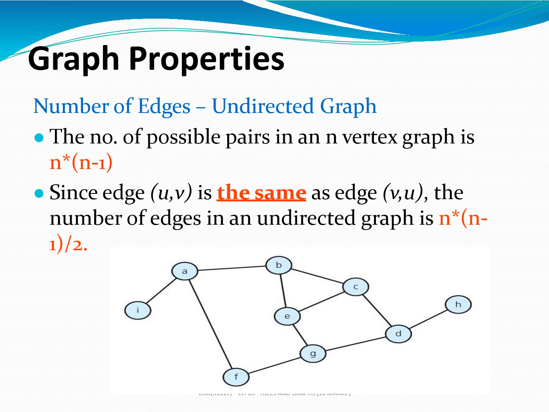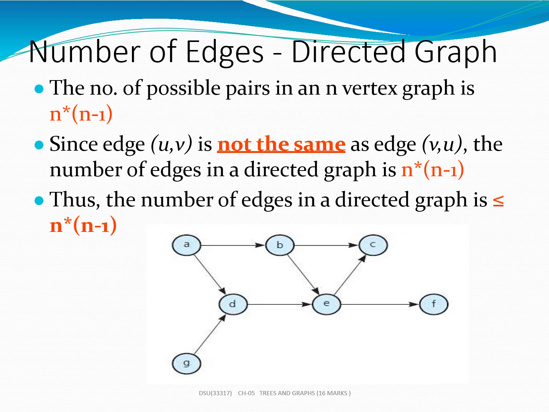Graph properties: the number of edges in an undirected graph. The number of possible pairs in an n-vertex graph is n times n minus 1. Since edge (u, v) is the same as edge (v, u), the number of edges in an undirected graph is n times n minus 1, divided by 2.